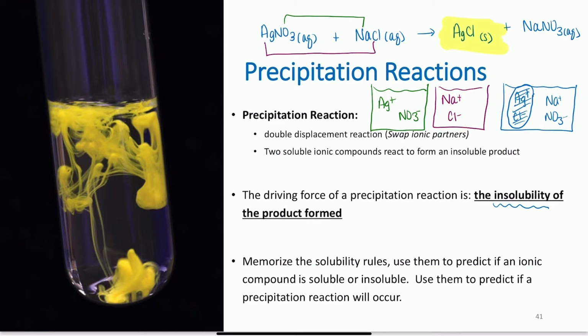In order to do these, memorize your solubility rules, and then you use them to predict if an ionic compound is soluble or insoluble in water. Use it to predict if a precipitation reaction will occur. If you're forming an insoluble product, you are completing a precipitation reaction.